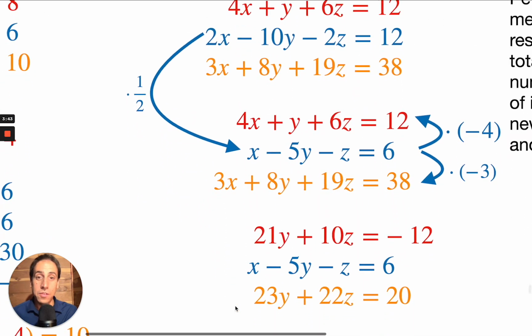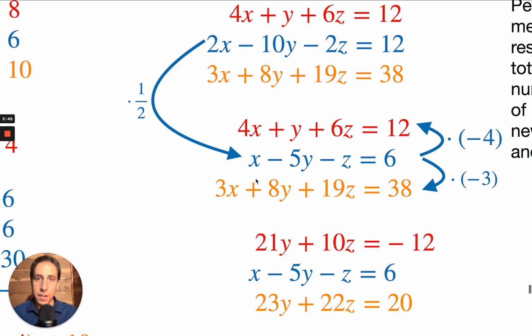So when I do that, x times negative 4 plus 4 is negative 4x plus 4x, which is nothing. It gets eliminated, 0x. Negative 5y times negative 4 is 20y, plus y is 21y. Negative z times negative 4 is positive 4z, plus 6z is 10z. Negative 4 times 6 times negative 4 is negative 24, plus 12 is negative 12. So that's how we get the new version of the red equation.